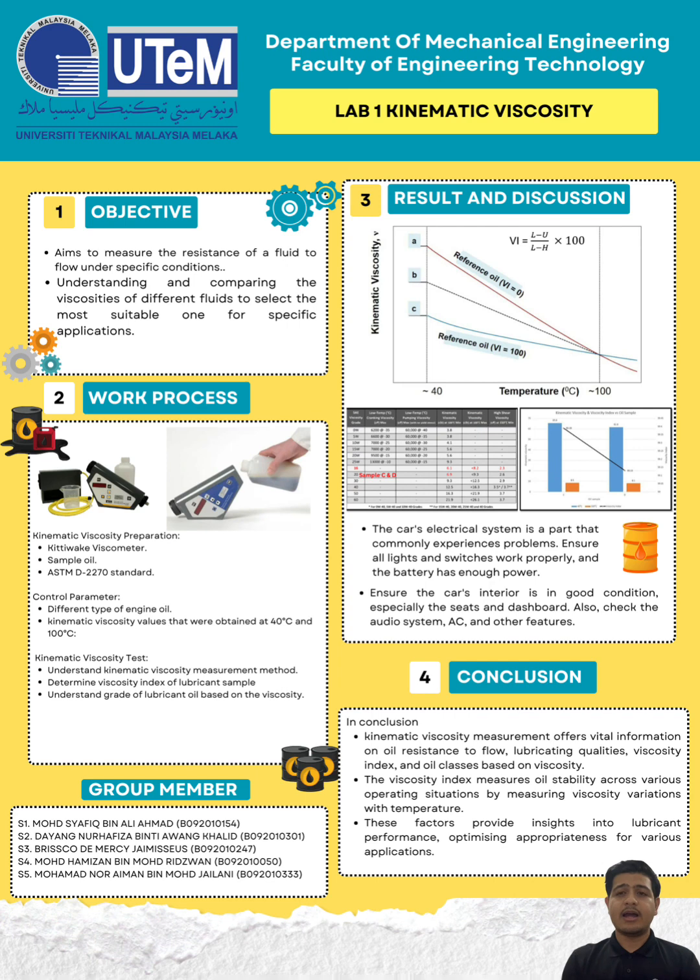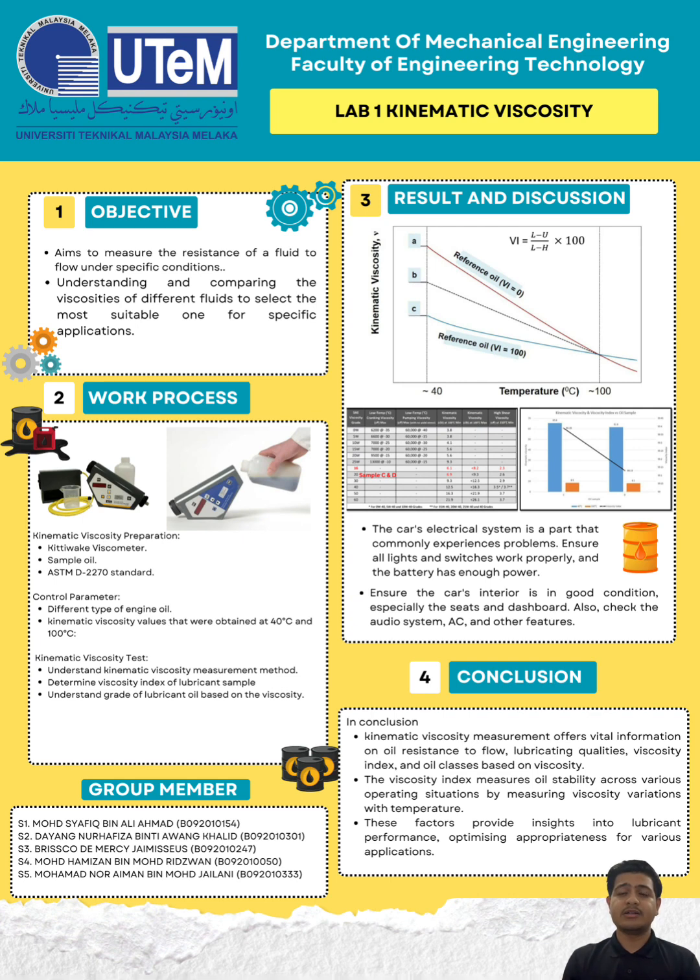Next, as we can see in the poster, on the right side of the SAE grade system, there are graphs that show a decreasing trend from sample C to D in all parameters. We notice that sample C has a higher viscosity index and kinematic viscosity at both 40 degrees Celsius and 100 degrees Celsius. This shows that sample C has better quality than sample D.